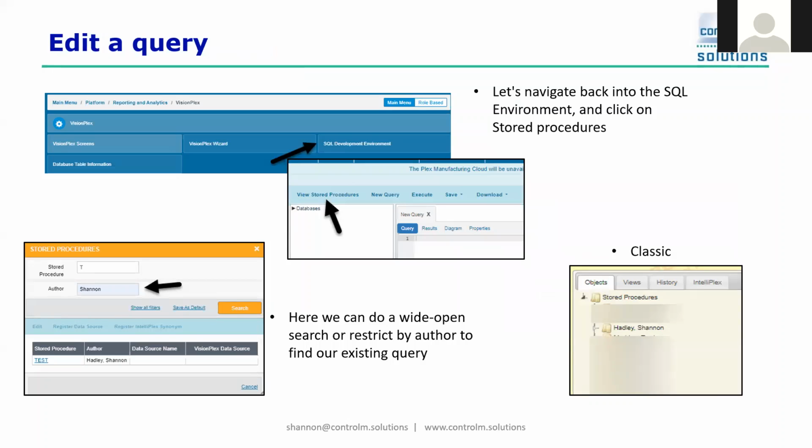To reopen an existing query, we can click the View Stored Procedures tab, and this will open a new window, and we can do a wide open search, a search by a query name, or search by an author to find an existing query and open it to make changes. Once we find our available query in the search results, we can simply click on it and it will open in the SQL environment. In Classic, all available stored procedures are available under the author's name from the SQL main page. And you can drill into available queries beside the author's name using that triangle drill down option we saw earlier.